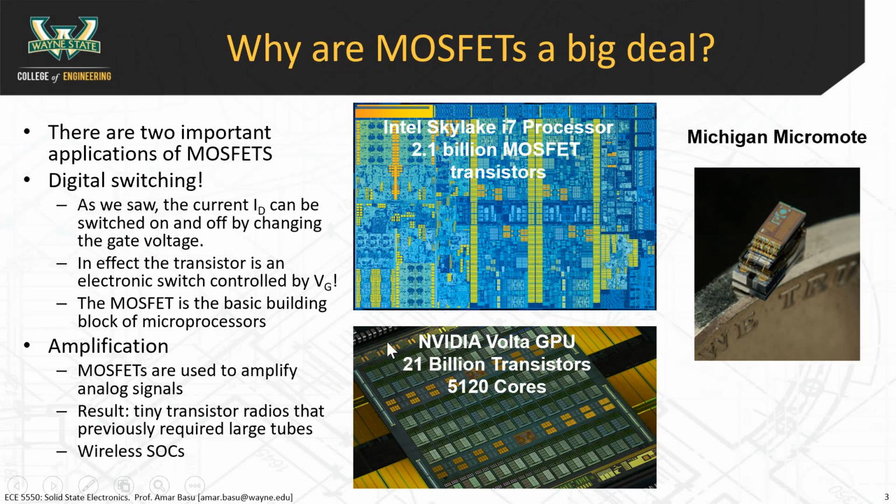Now, similarly, you have the NVIDIA GPU, which takes this idea and takes it one order of magnitude greater. There are 21 billion transistors on a typical NVIDIA GPU. Does anyone know what GPU stands for? Graphics Processing Unit.